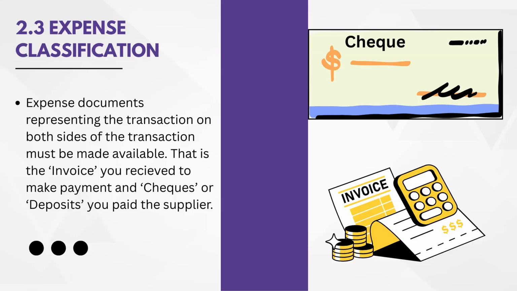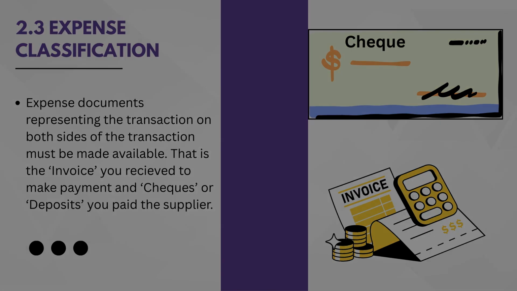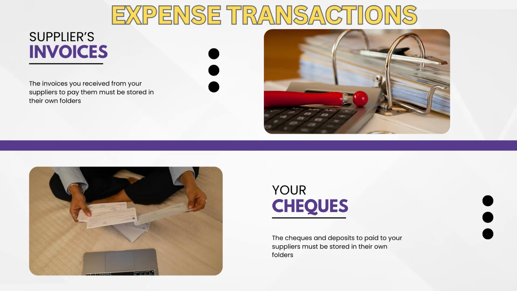In classifying expenses, similarly to the previous, expense documents representing the transaction on both sides of the transaction must be made available and stored in their respective folders. That is the invoices you received to make payments and the checks or deposits you paid to your suppliers. Therefore, we must have two folders representing the expense transactions. One folder for the invoices you received to make payment during the month. Another folder for the checks or deposits you made payments for during the month. Both these folders must be updated for all expense transactions during the month, be compressed and made ready for upload.